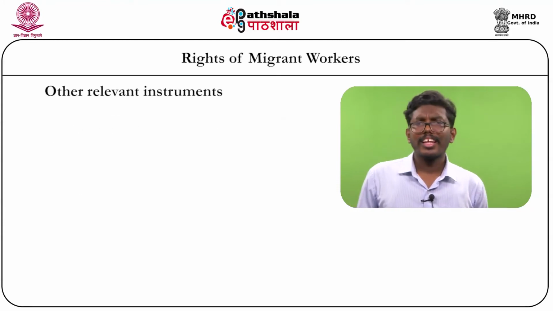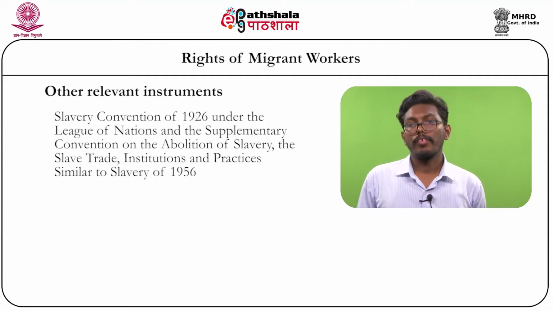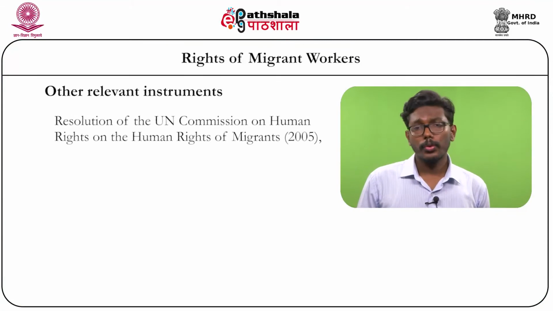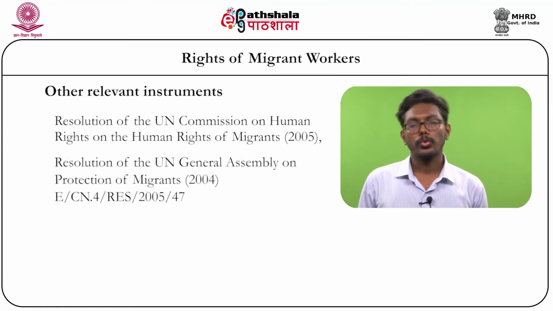Now, there are other relevant instruments like the Slavery Convention of 1926 under the League of Nations. There is the Supplementary Convention on the Abolition of Slavery, the Slave Trade, and Institutions and Practices Similar to Slavery of 1956. Then there is the UN General Assembly Declaration on the Human Rights of Individuals Who Are Not Nationals of the Country in Which They Live. And we know there is the Declaration and Programme of Action of the World Conference Against Racism, Racial Discrimination, Xenophobia and Related Intolerance. Then there is a resolution of the UN Commission on Human Rights on the human rights of migrants in 2005, and a resolution of the UN General Assembly on protection of migrants in 2004.